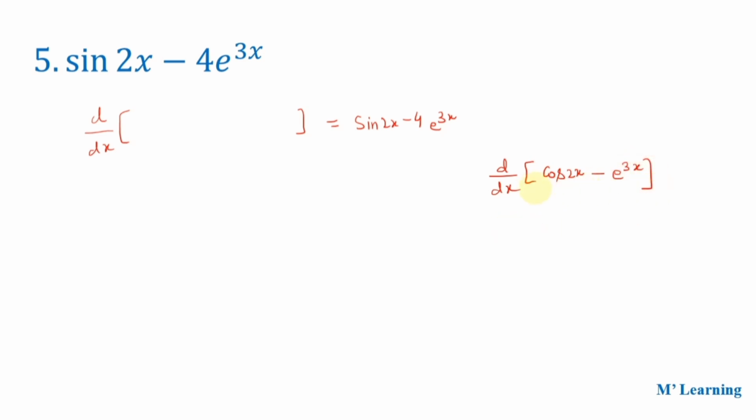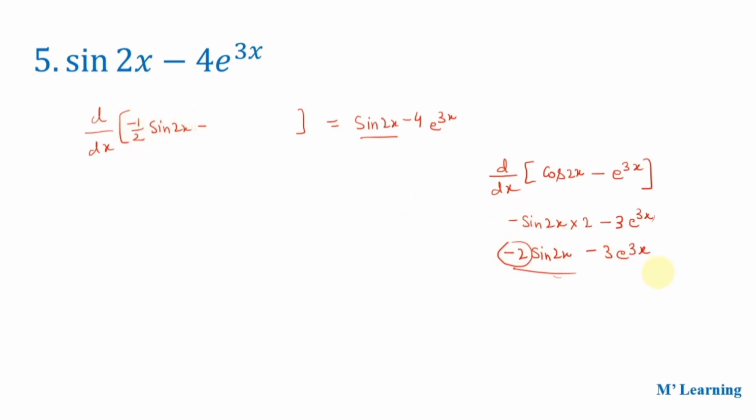Now we can separate them, because when there is an addition or subtraction sign in between, we can differentiate them independently. So what is the derivative of cos 2x? Minus sin 2x, and the derivative of 2x is 2. Minus e to the power 3x, whose derivative is e to the power 3x, and the derivative of 3x is 3. Now we can write it like this: minus 2 sin 2x minus 3 e to the power 3x. Now we'll see the difference between the terms. Here we have sin 2x, there minus 2 sin 2x, so minus 2 will be inverted and it becomes minus 1/2 sin 2x.